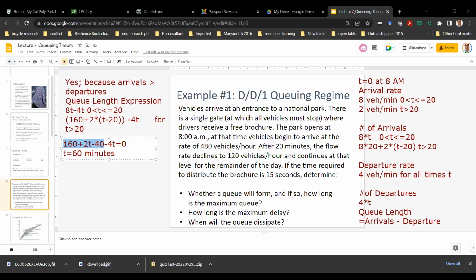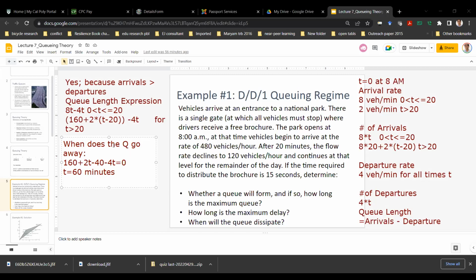Okay, now let's think about, so this is just the queue length. So when there's the queue over. When does the queue go over? Okay. Now let's think about maximum queue. When will the maximum queue be?